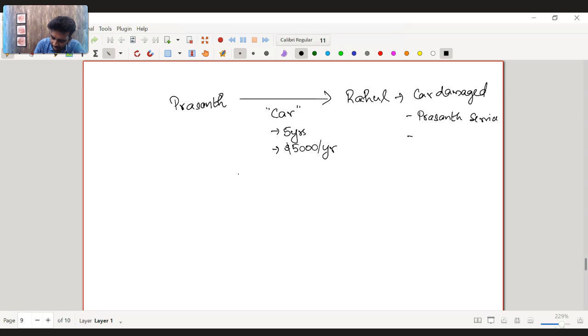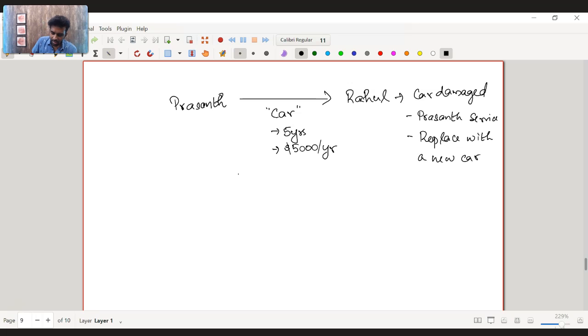If the car is damaged, then Prashant has to replace it with a new car, etc. Now what is the situation here? Rahul is just using the car, but he is not owning it. It's not his. On paper, in legal form, we have given the car to Rahul and Rahul can use the car. But in substance, if something happens to the car, it's my responsibility. I have to give him another car.